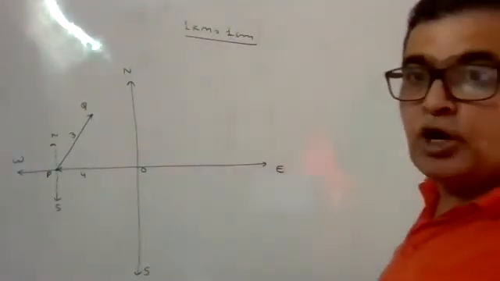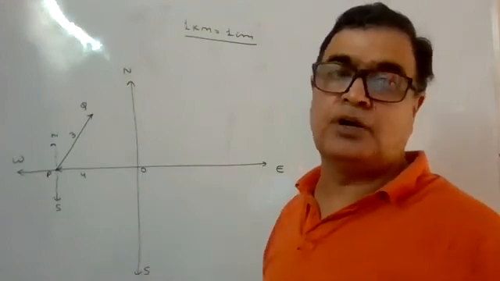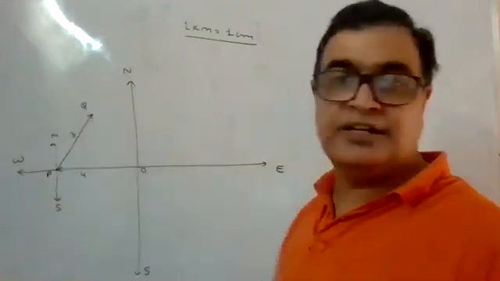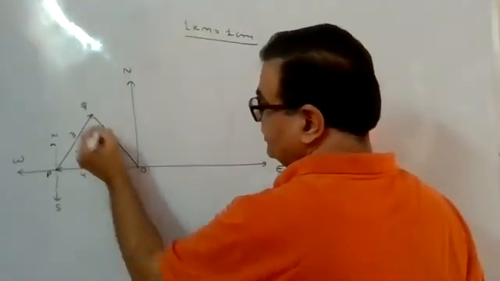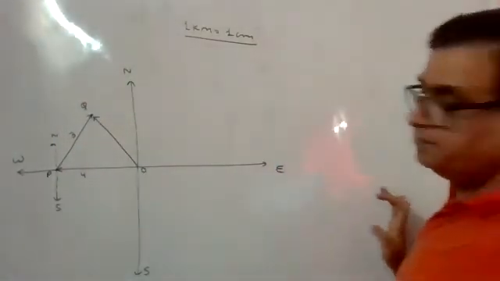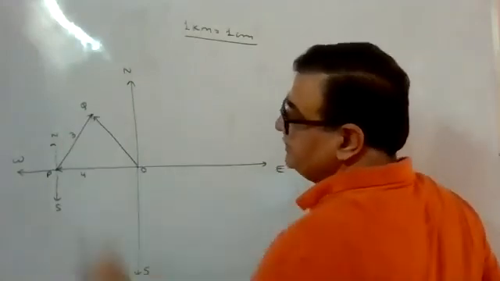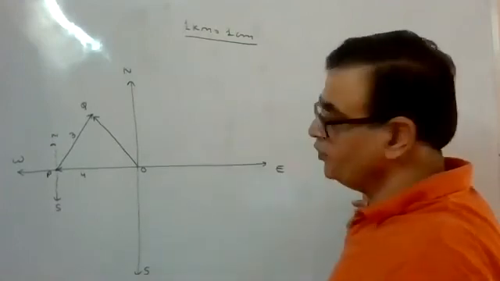My question is, what is the final displacement of this girl from the initial point? Initial point आपका ये रहा. यहाँ से final displacement क्या है? तो displacement means I want this vector to be there. I want this vector. So if you want this vector to be calculated, means the coordinate of Q should be known. If the Q coordinate is known, I can get the question easily.